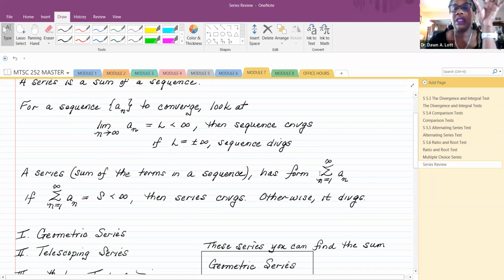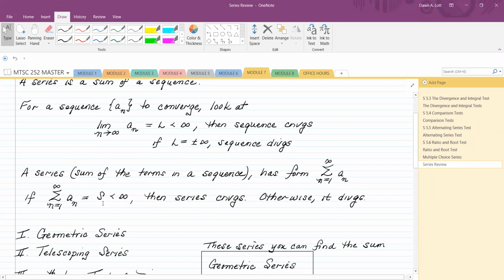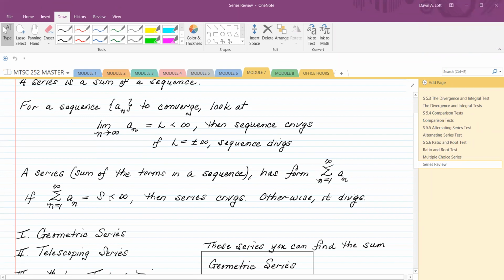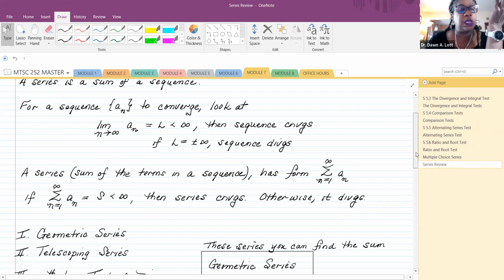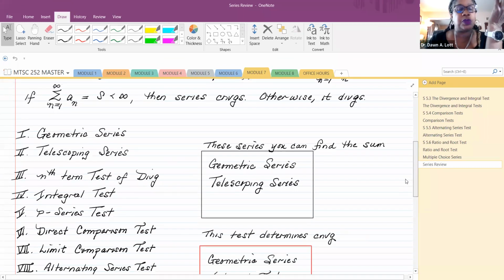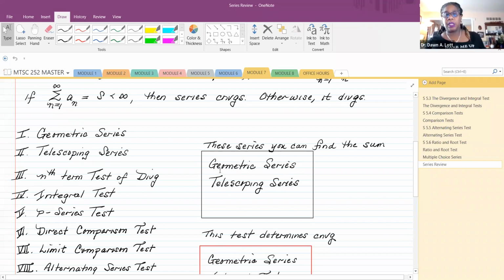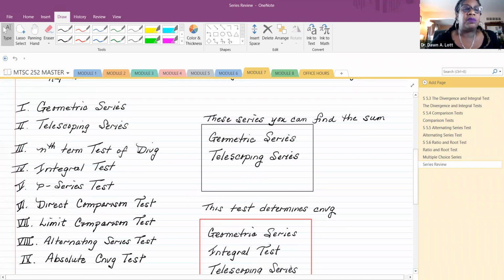So we have a series, and if we can sum it and get a number, then the series is convergent. Otherwise, it diverges. The series we looked at were a geometric series and a telescoping series, and for these series, if they converge, you can actually find the sum. I put it in a block. Then we had the nth term test of divergence. It is the only test that determines divergence. It does not determine convergence.